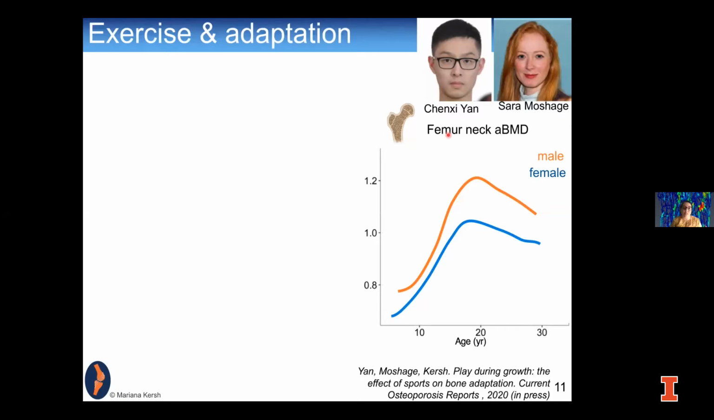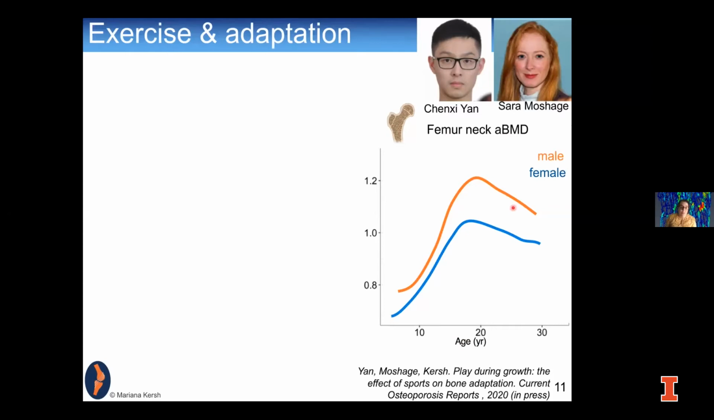And so this was some work recently done by Chinchi Yan and Sarah Masaga in our group. And here we're plotting femoral neck areal bone mineral density on the y-axis, and on the x-axis is age. And what we can see in the males in orange and the females in blue is that we have a steady increase in bone mineral density that plateaus a little bit earlier for the females compared to the males, and then slowly starts to recede.